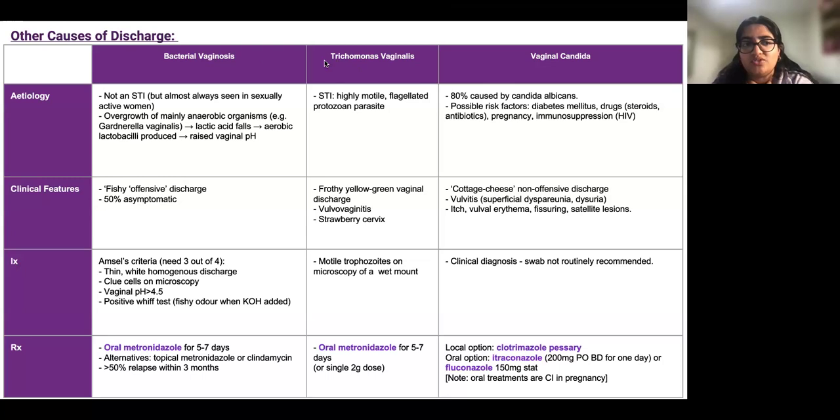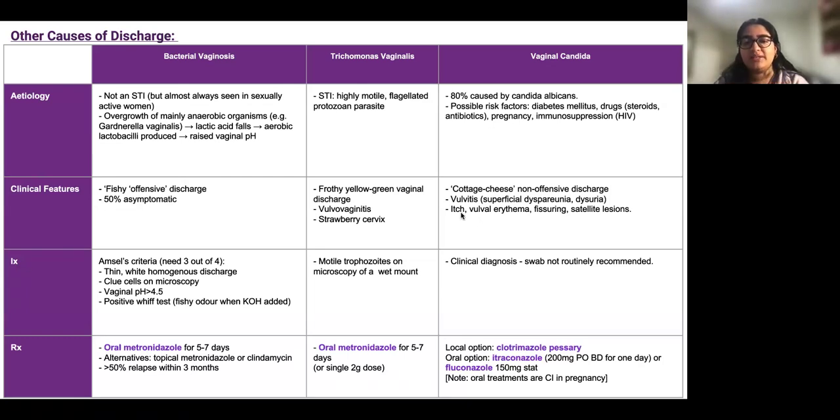Something else that can cause discharge is vaginal candida. This is quite common, and it's caused in 80% of cases by Candida albicans. It can be due to underlying risk factors, like if you have diabetes, or if you're on steroids that suppress the immune system, or if you have immunosuppressive conditions like HIV, then you could be more likely to get it. But if you have a one-off episode for it, it doesn't necessarily mean you have any of these risk factors.